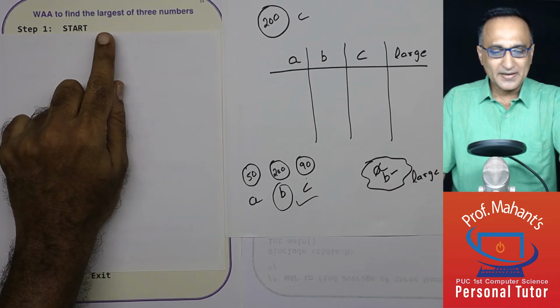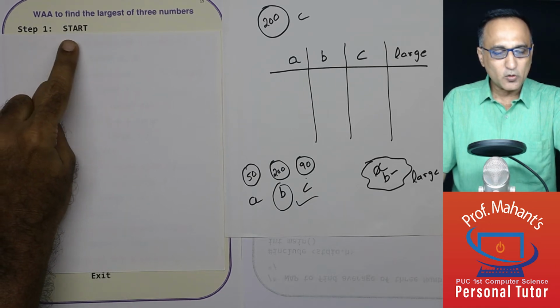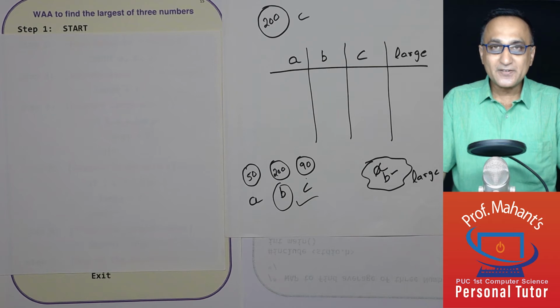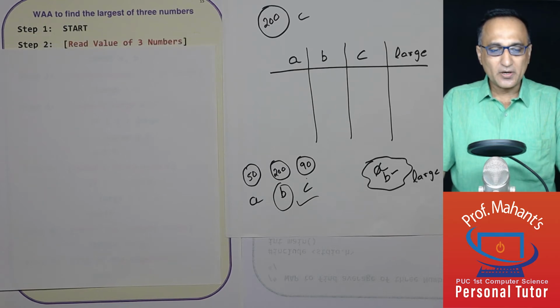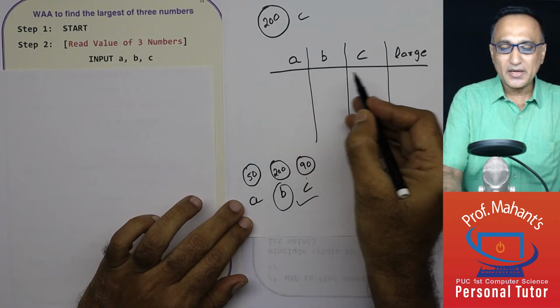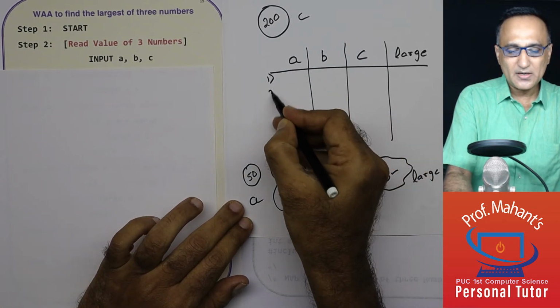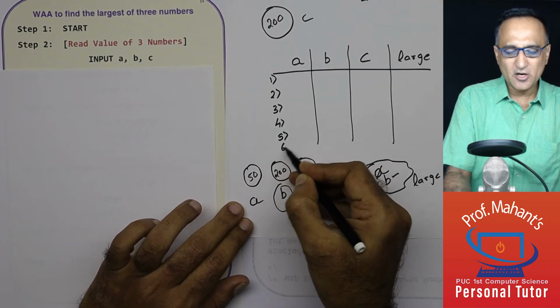The problem is to find the largest of three numbers. You have to always write Step 1: Start. What is the first step? Read values into three memory locations, or three variables with the names A, B and C. So read the values of three numbers. I'll say input A, B, C. Then what do I do? Let me read some values into A, B and C. This is step 1, step 2, step 3, step 4, step 5, and let's see how many steps there are.